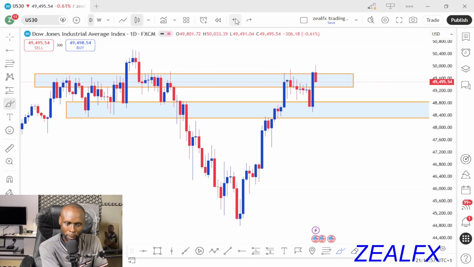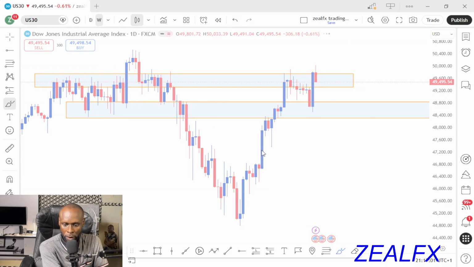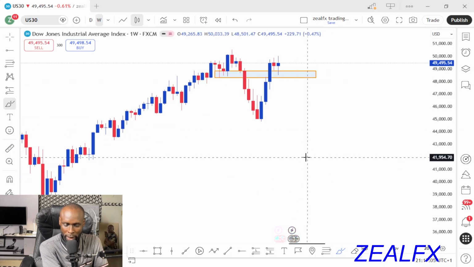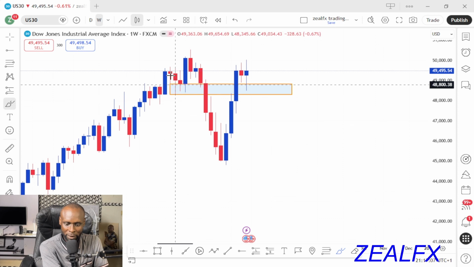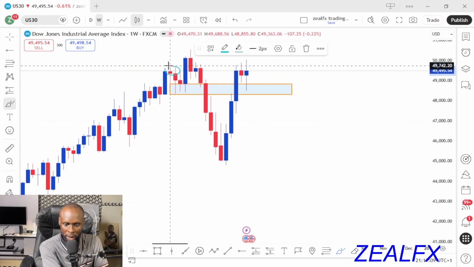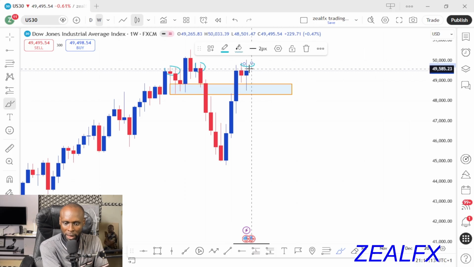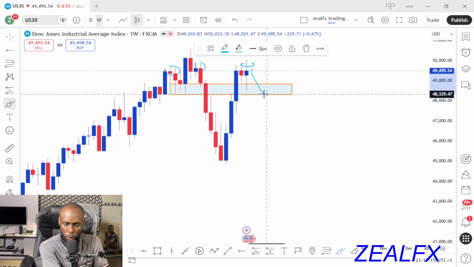So let's confirm this particular trend from the weekly time frame. On the weekly time frame on the US30, we can also see that price rejected from this same resistance area, which indicates we're expecting price to drop this week for the US30.